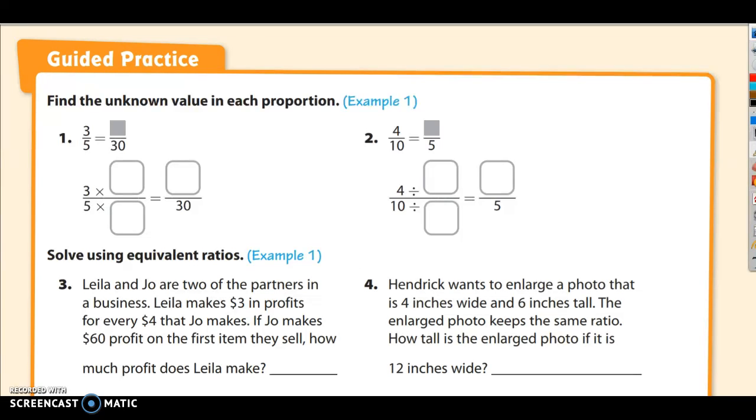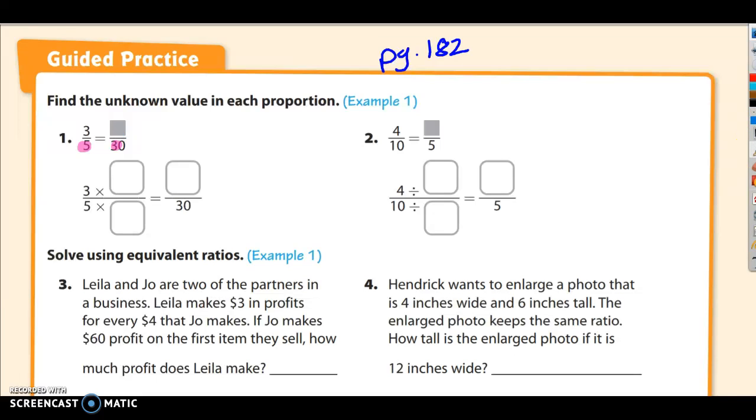This is page 182. It's the guided practice for lesson 7.2. Top of the page reads, find the unknown value in each proportion, and then it gives you some bubbles to solve these things. Whether you use these bubbles is not the important part, but let me show you what's happening here. To get from 5 to 30, you're multiplying by 6.